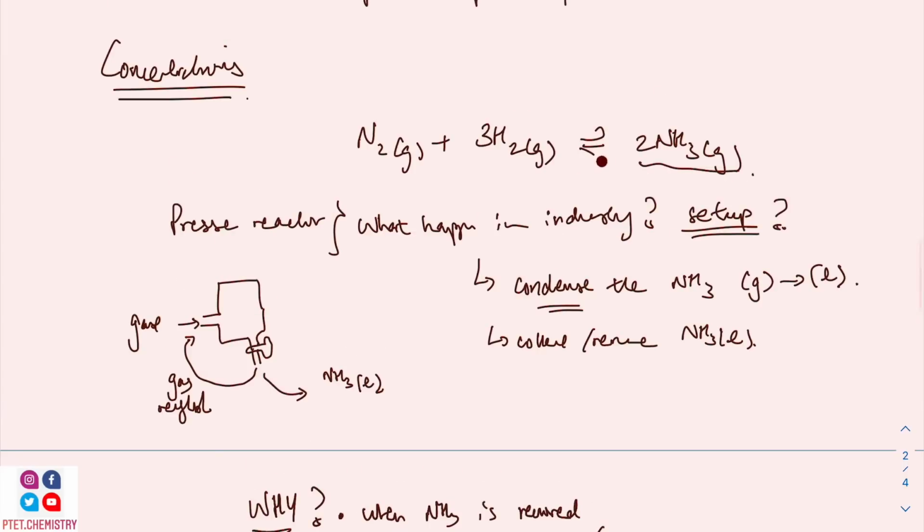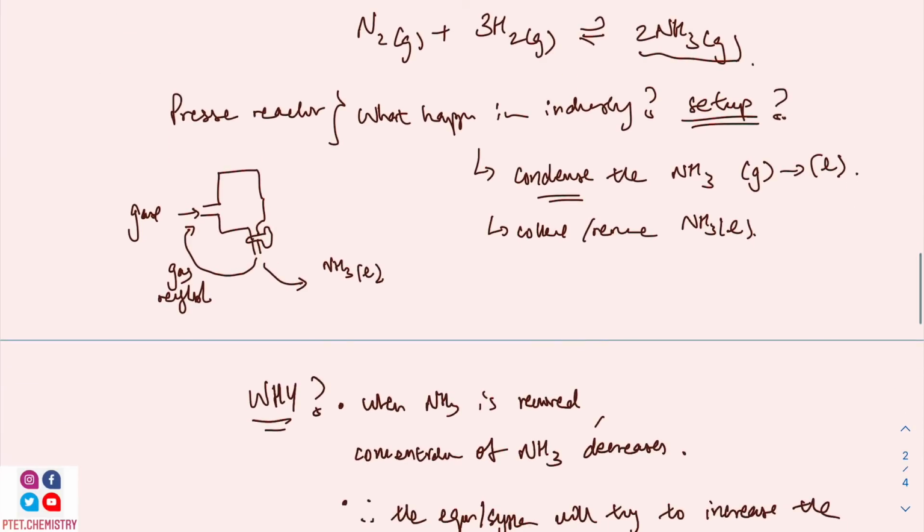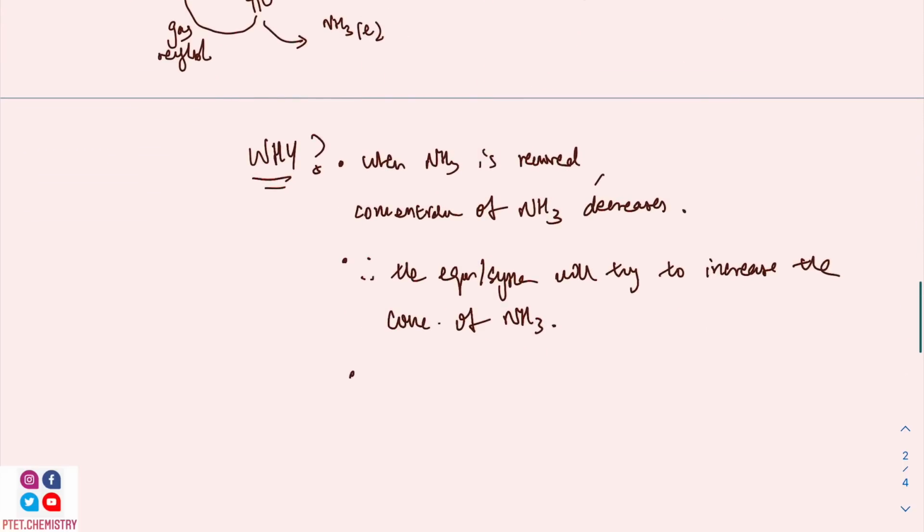How does the reaction increase the concentration of NH3? Well, the reaction produces NH3. So if I want to increase the concentration of NH3, I produce more NH3. How do I produce more NH3? By reacting more reactants and forming more products, I can get more NH3. I can increase the concentration of NH3. So the equilibrium will shift to the right.